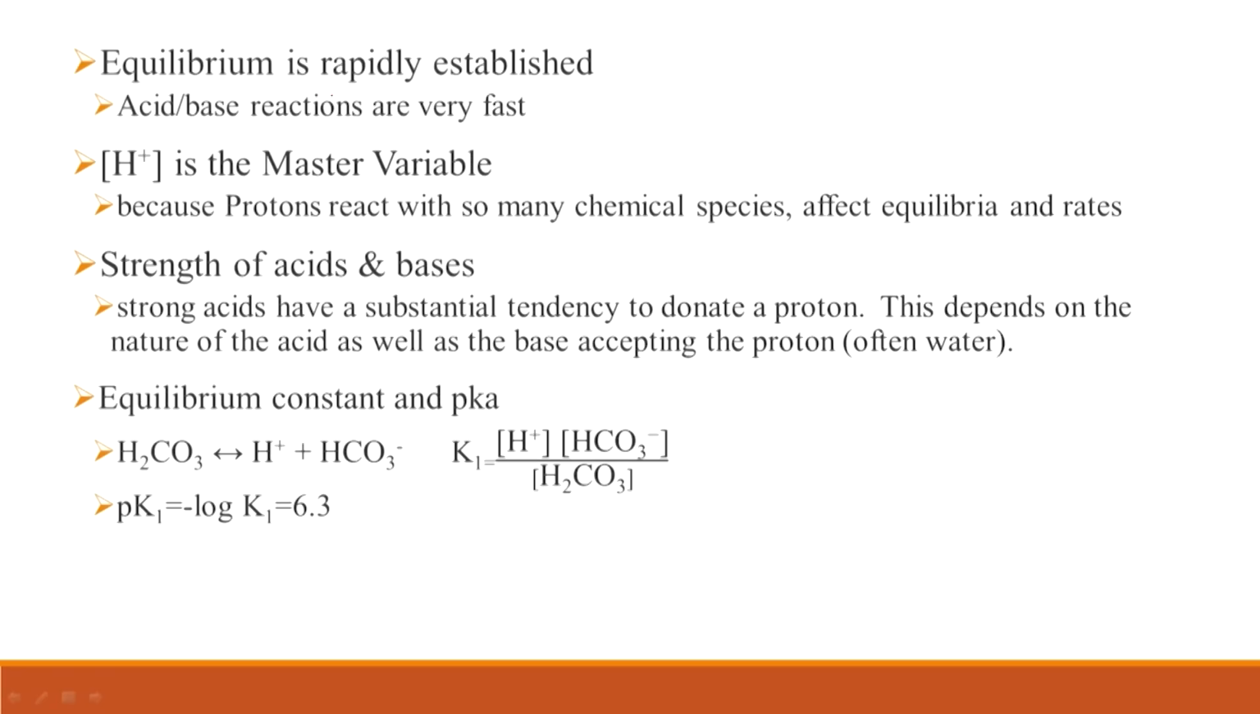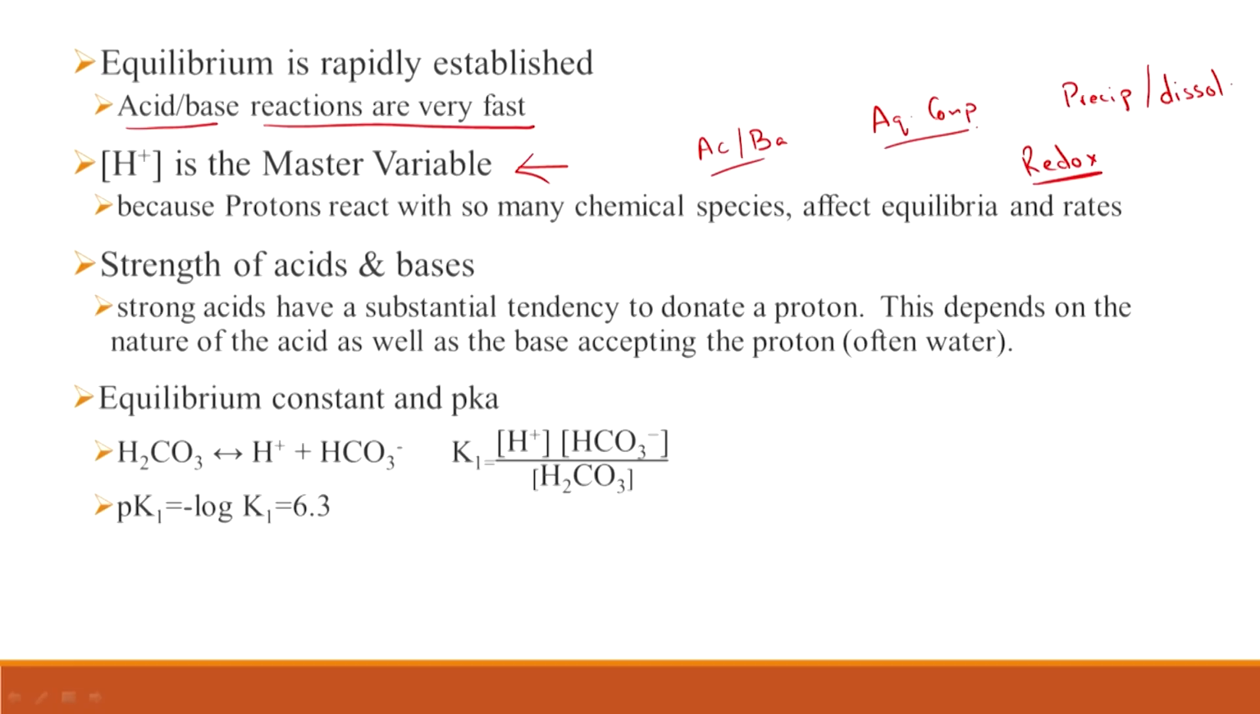So equilibrium is rapidly established in acid base reactions, as I mentioned earlier, because the kinetics are pretty fast. As I mentioned, H plus is a master variable, because it plays a key role in acid base reactions, also in aqueous complexes, also in precipitation and dissolution, and also in redox reactions. Yes, H plus plays a considerable role in all these environmentally relevant reactions, I guess, right. Again, what else do we have?